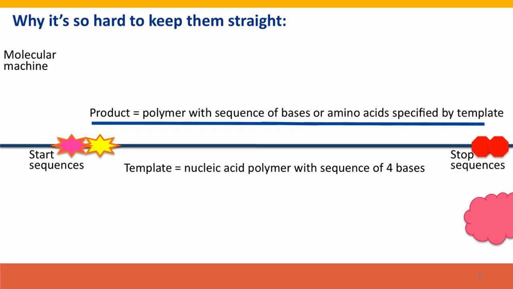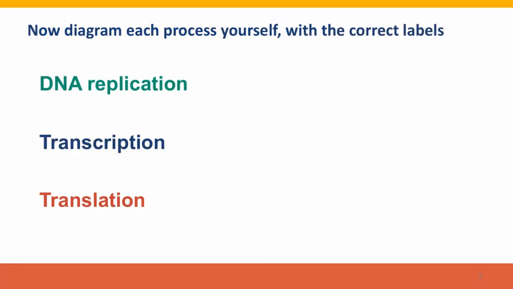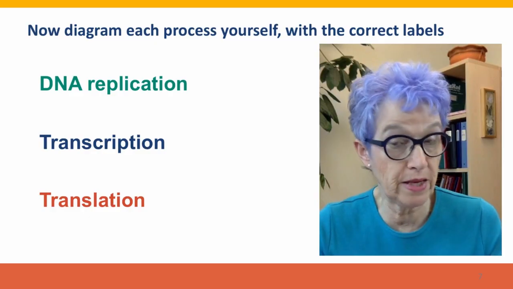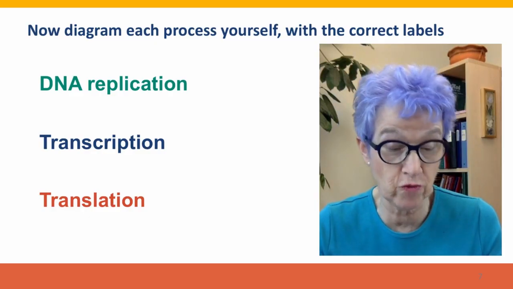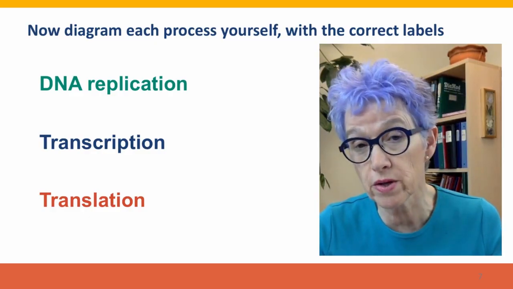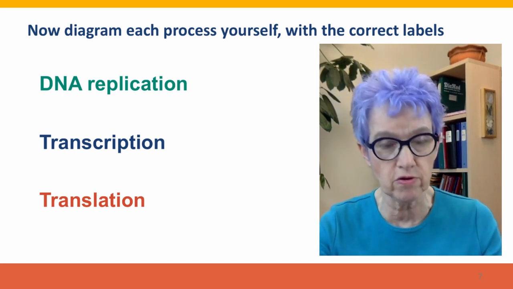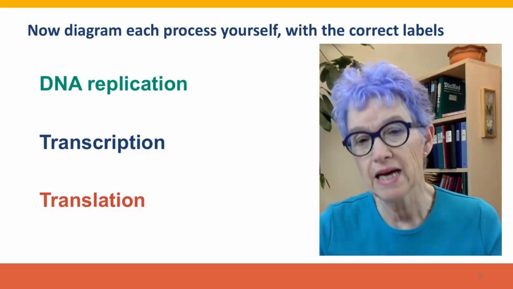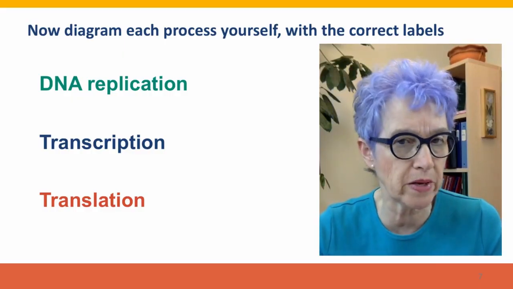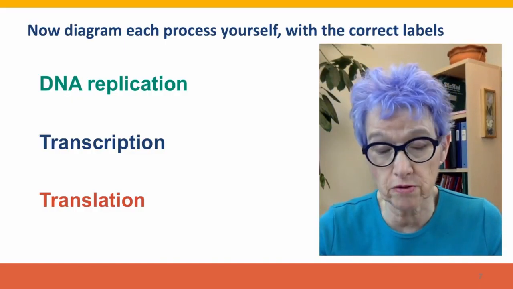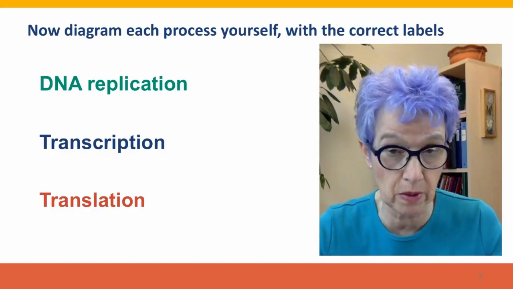So that's why it's really hard to keep them straight, because fundamentally they are very similar processes, but they have very different significances, very different roles in the cell. Now, I'm not going to go over them yet again as a revision of what we've done. Instead, what I want you to do when this video is over is to put your computer away, get out some paper and some colored pens, and diagram these processes yourself, putting on the correct labels.